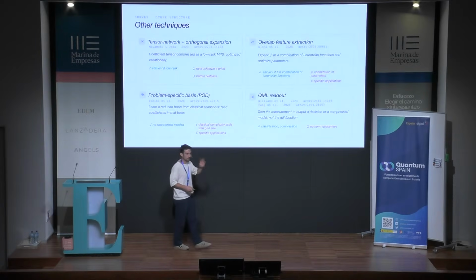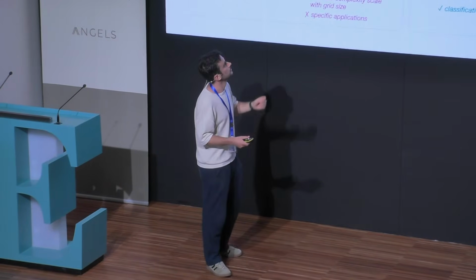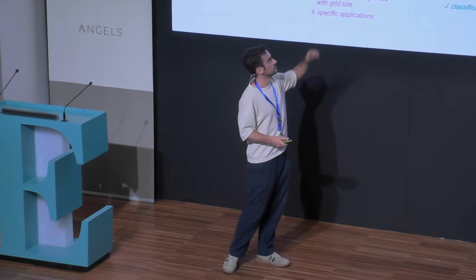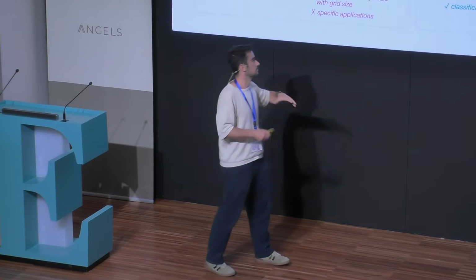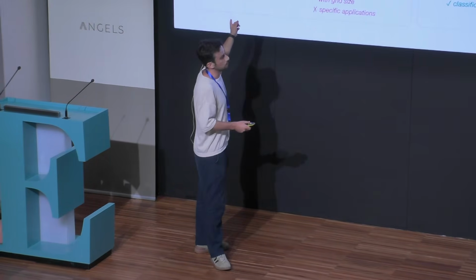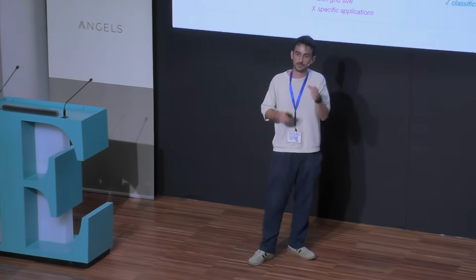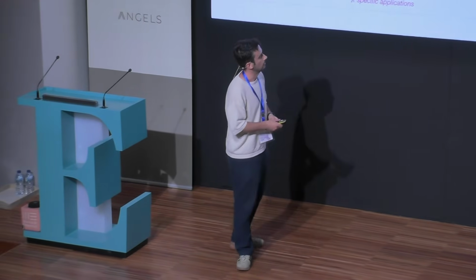So there are a lot of other works that I'm not going to focus on. But we have some tensor networks and orthogonal expansions that consist in trying to approximate this function with tensor networks. Then some other overlap filter extensions that use these Lorentzian functions that are not completely general. Some problem-specific bases that use some classical simulation. And finally, some QML readout that, instead of trying to extract the function, extracts some properties of these functions.